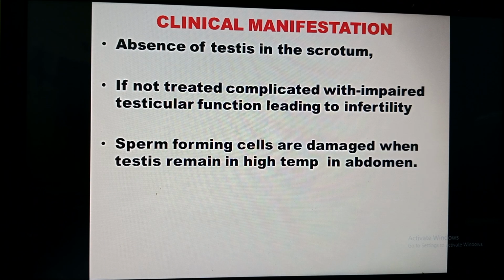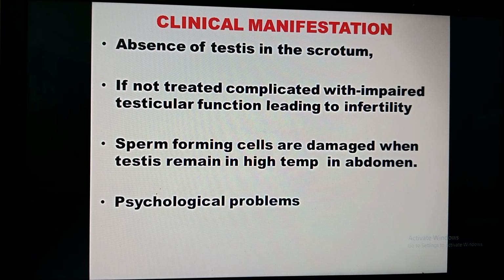Sperm forming cells are damaged when testes remain at a high temperature in the abdomen. Of course, the temperature of the scrotum and abdomen is entirely different. Abdominal temperature is a little bit higher, and the scrotum temperature is lower. So the testis can survive there, and it will produce spermatozoa as well as the testosterone hormone that helps with fertilization. It will survive only at a low temperature. In the abdomen it is not possible, so it has to descend to its normal position. Otherwise the sperm forming cells are damaged when testes remain at a high temperature in the abdomen.